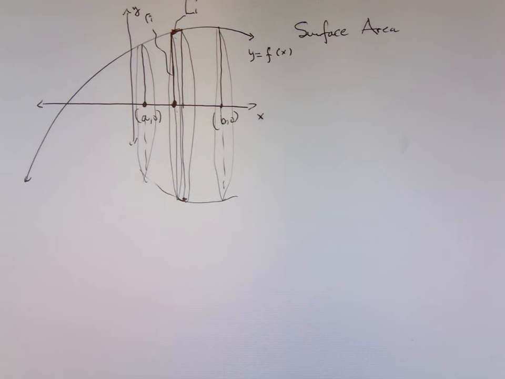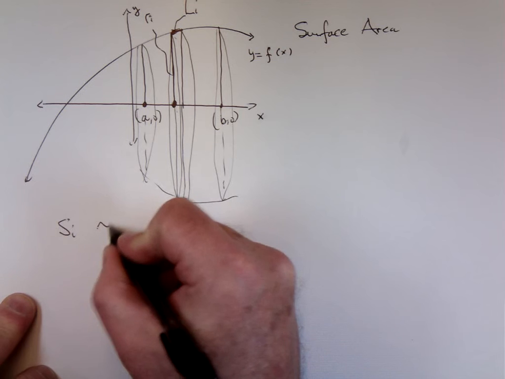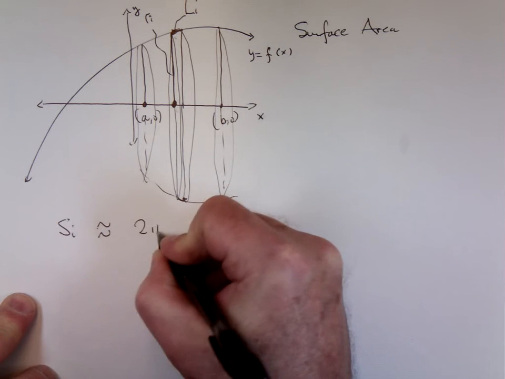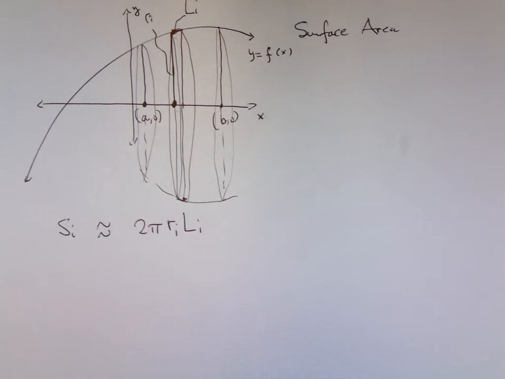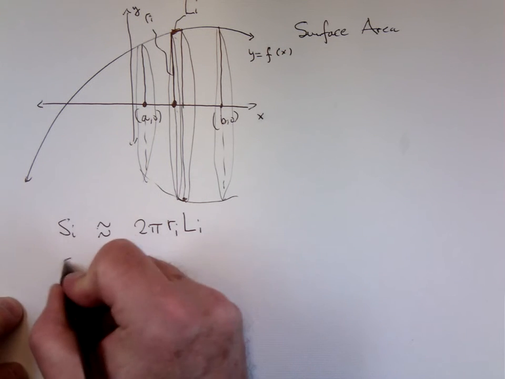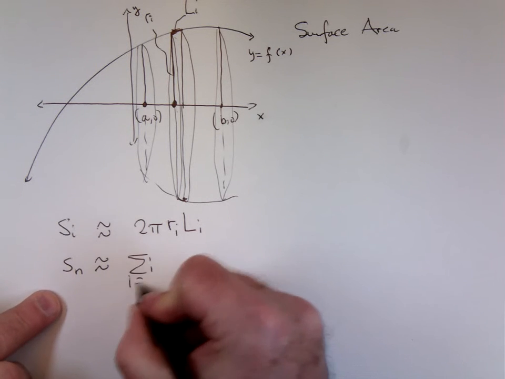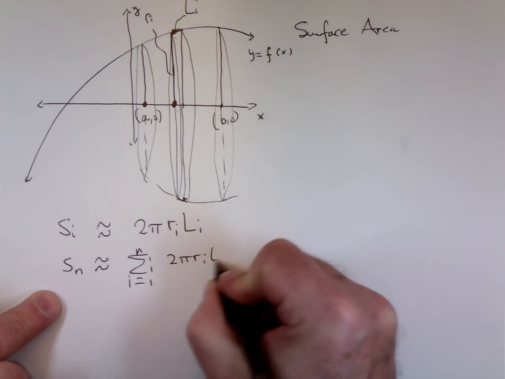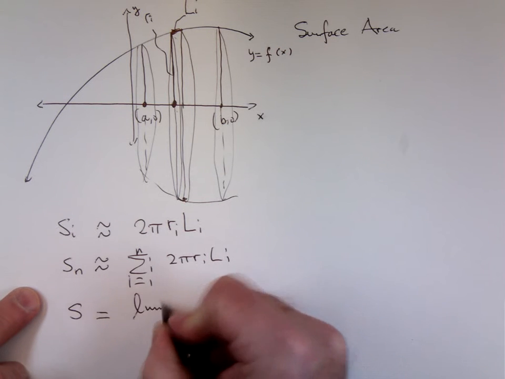Here, our little piece of area. This one piece is approximately equal to 2 pi r L. It's the circumference times an arc length. The circumference gives me the length of the rectangle, and the arc length gives me the width. What am I going to do? I'm going to sum up all these pieces. The arc length in terms of n of these will be the sum of n of these. What's my exact surface area? The exact surface area is going to be the limit, as n goes to infinity, of the sum of all these little pieces.